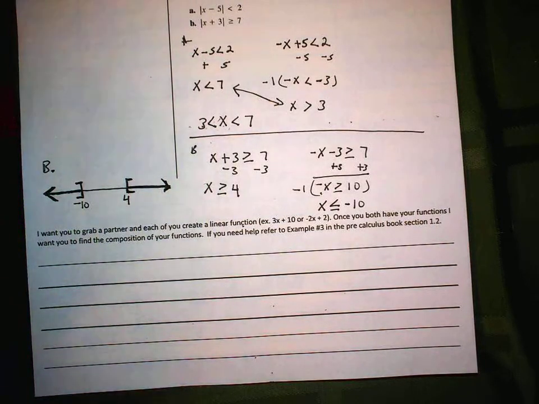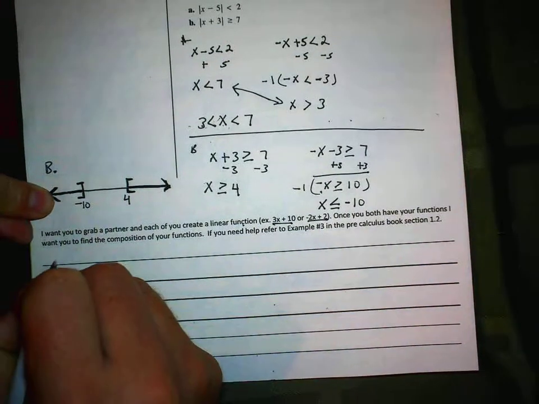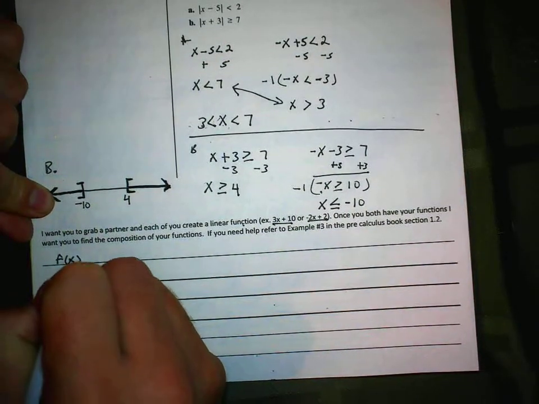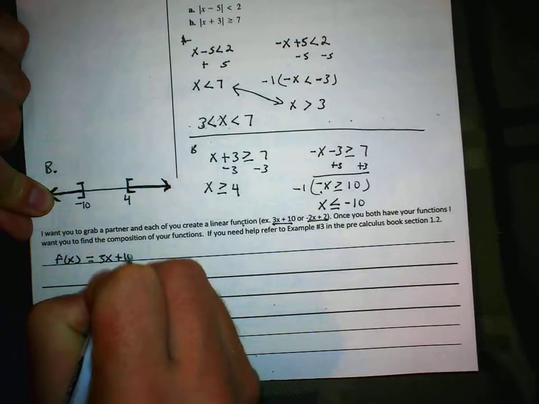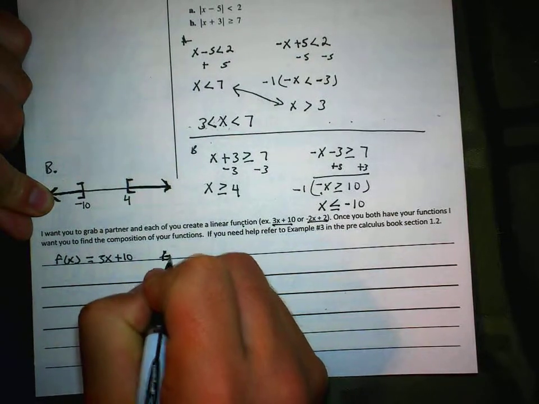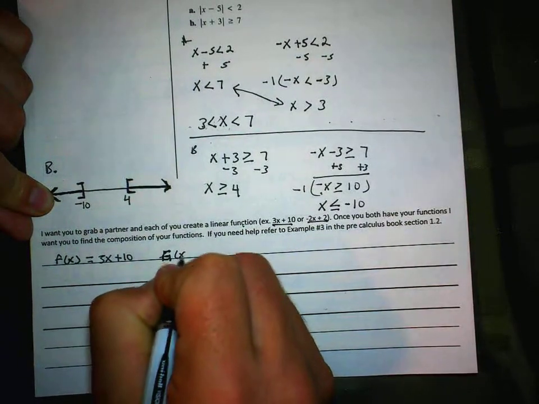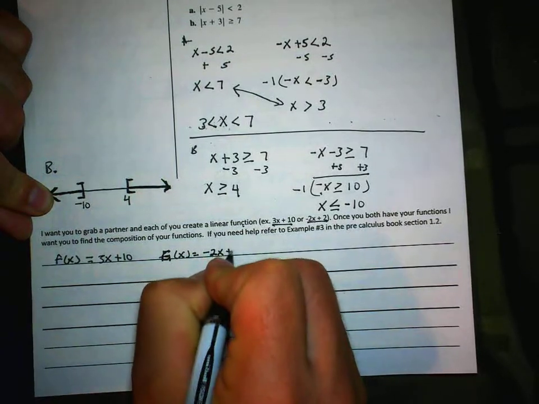But let me work out the example. We're going to use these two, here and here. Okay? We're going to say that my function f of x is equal to 3x plus 10. And we're going to say that the function g of x, two separate functions, is equal to negative 2x plus 2.